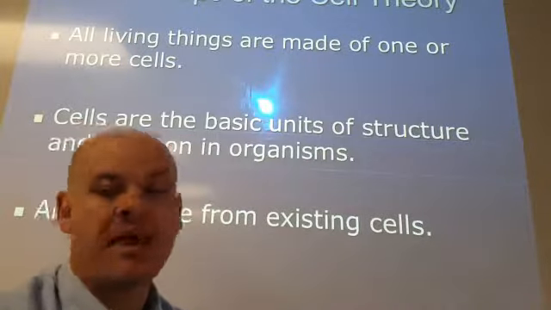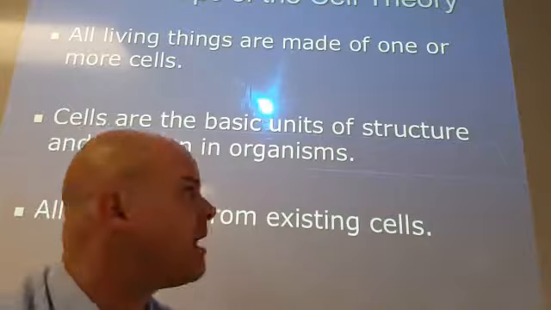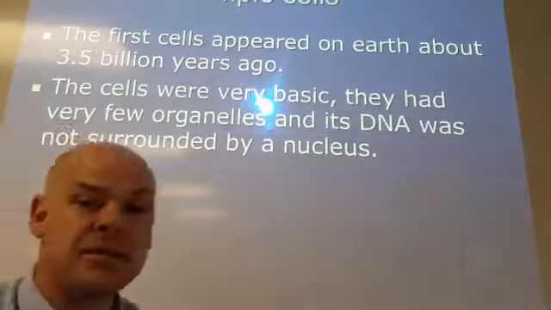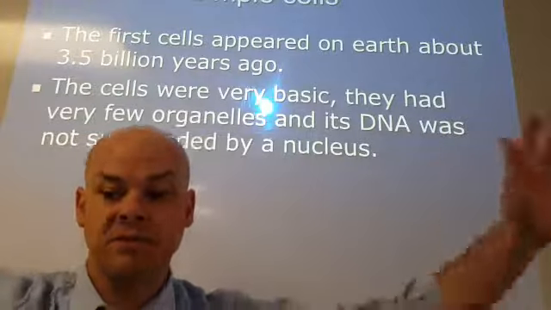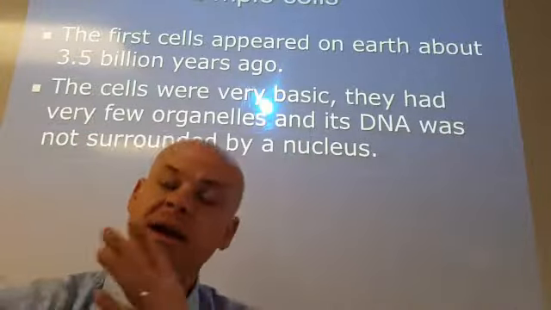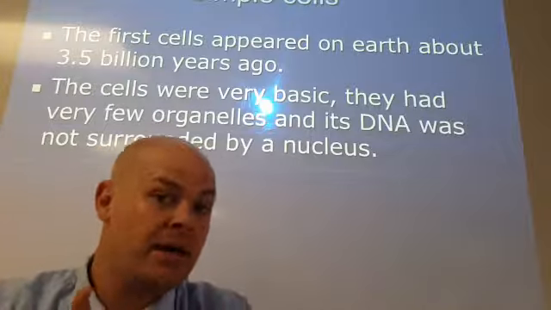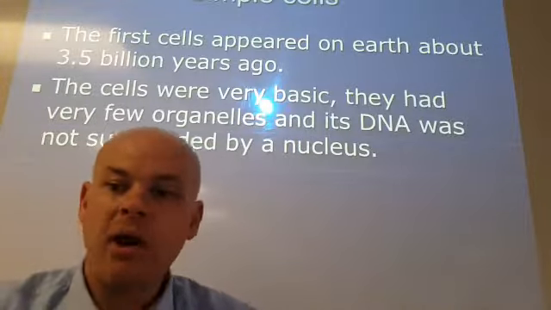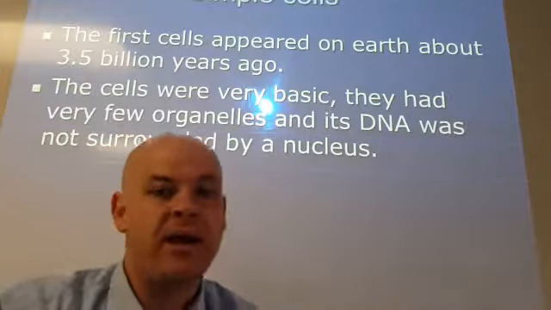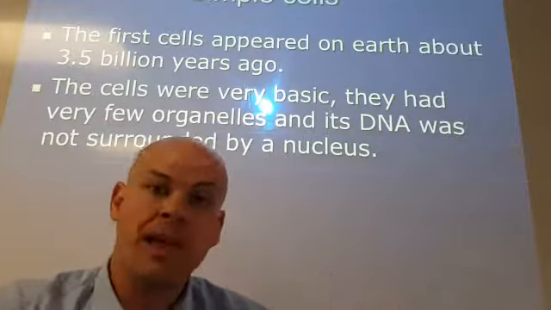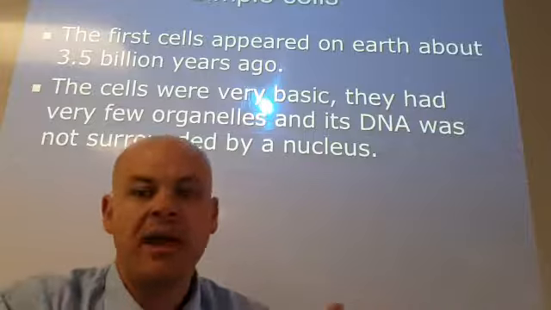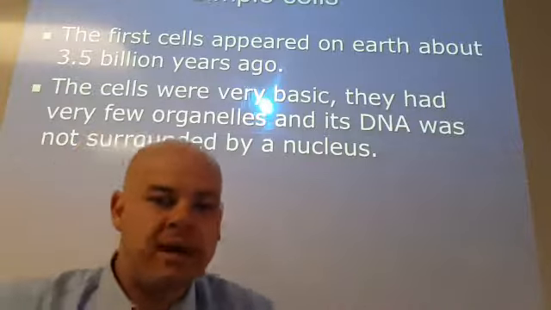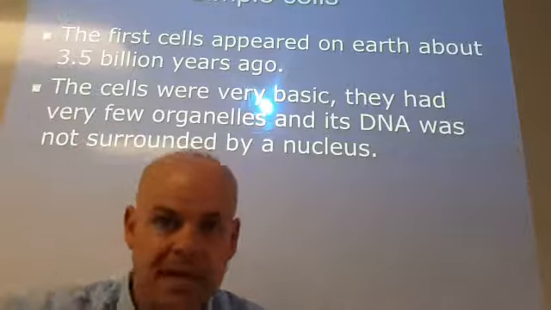The last thing that we have to do on here is the difference between a prokaryotic and a eukaryotic cell. We know that prokaryotic cells are simple cells, so there's a big difference between prokaryotic and eukaryotic. Prokaryotic cells are very simple, like bacteria. They don't have a lot of organelles. They're small. Whereas eukaryotic cells are larger, they're more complex, they use more energy. Eukaryotic cells have a nucleus. Prokaryotic cells don't.